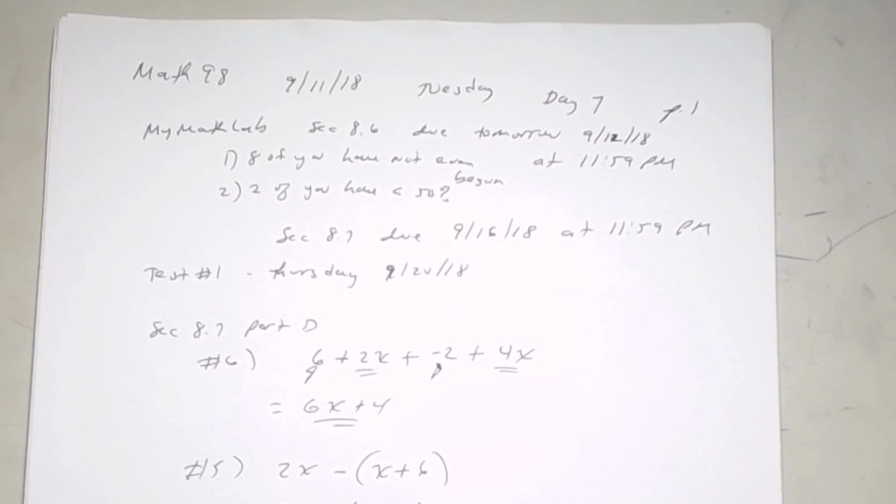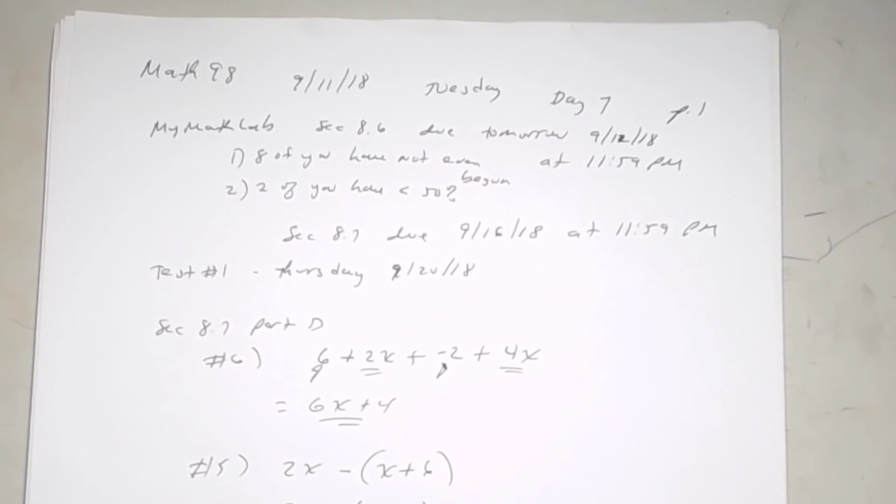What's a -1 times x? What's a -1 times 6? All right, so then it says simplify your answer. So what do I get? X minus 6. Okay, 2x minus x is x, and then you're left with -6.